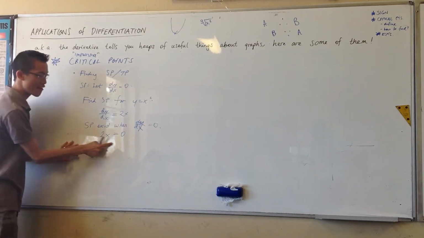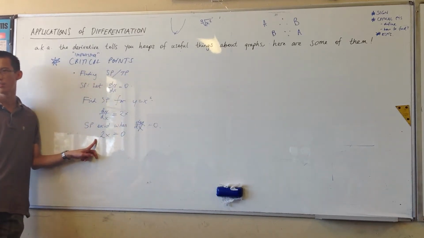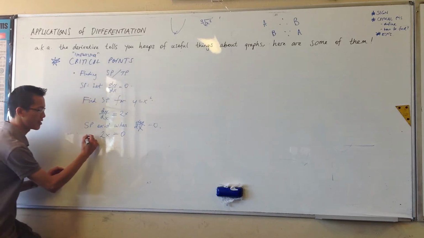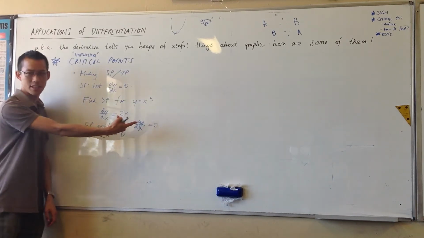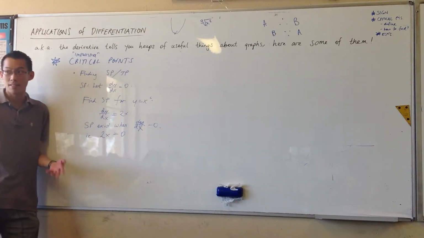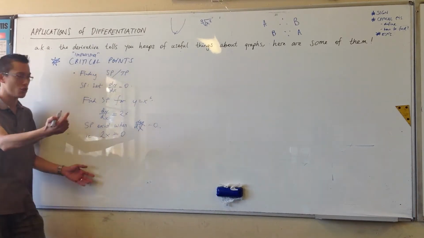And rather than saying therefore here, this is actually not a conclusion. This is something I'm trying to work out. It's the problem, not a conclusion. So instead of therefore, I say i.e., as in, stationary points exist when the derivative is 0, and what that looks like is this. So then you solve it.